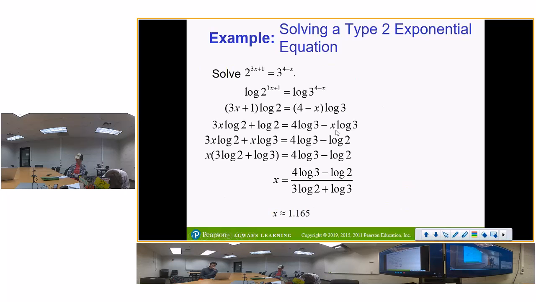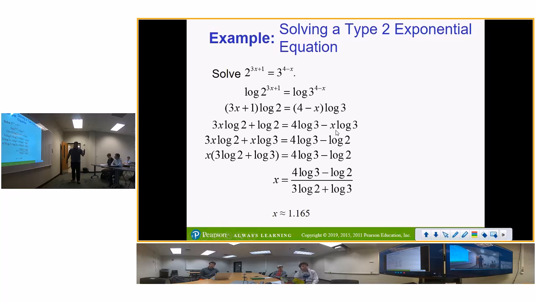So make sure you can do this problem. I don't care if you're in Math 110 or Math 109. If you can do this type problem, you're good to go. Now there are some more. There's one that has logs on both sides, and we'll get to that in just a minute. So let's go ahead and do it there.